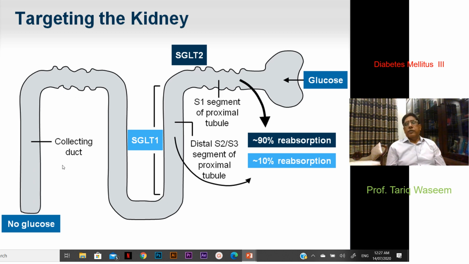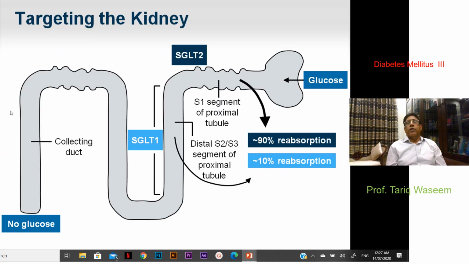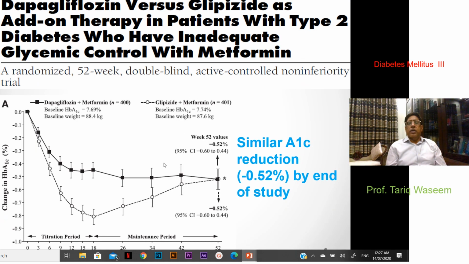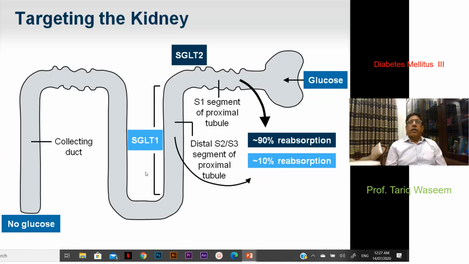Now if we can block this enzyme SGLT2, it will lead to reabsorption of glucose being blocked, and most of it, instead of being reabsorbed into the circulation, would be lost in the urine, and this loss would lead to more glucose being lost in the urine, and similarly the blood glucose level would improve or would be reduced.